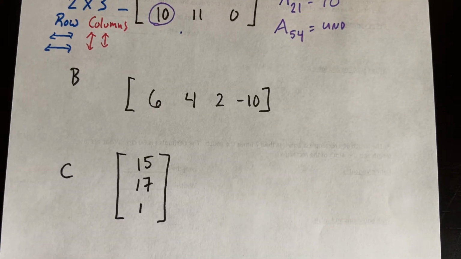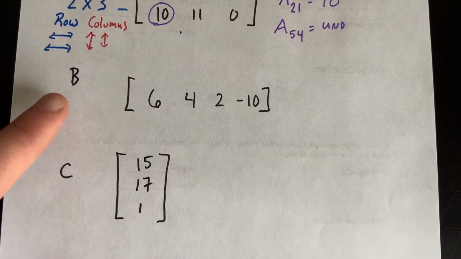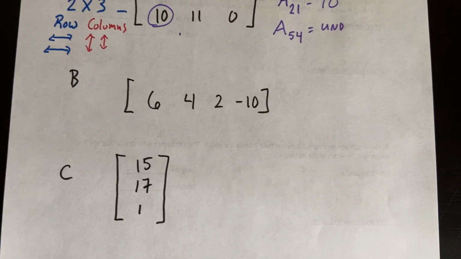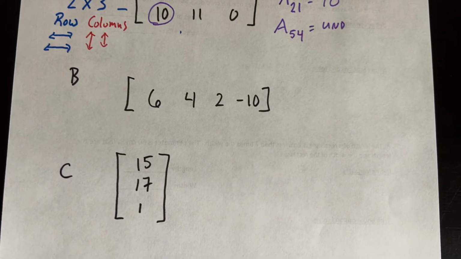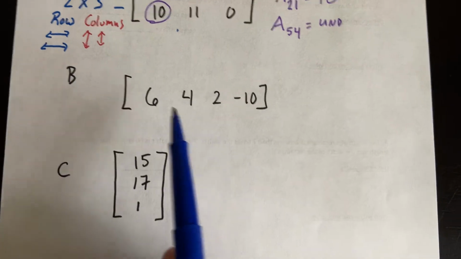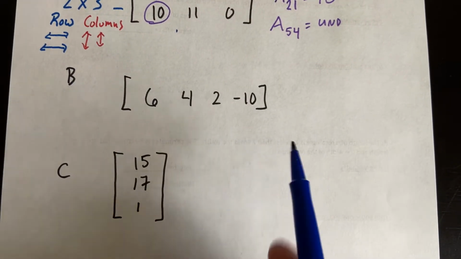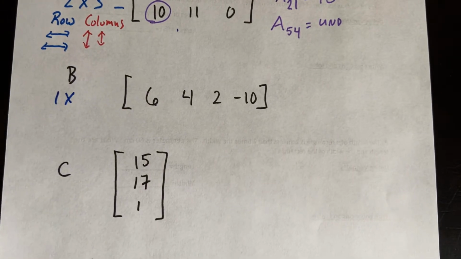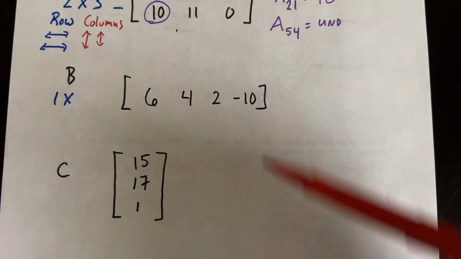Okay, so let's look at our second example. We've got matrix B. Can you see how many rows matrix B has? Well, from left to right, we only have 1 row here. So this would be a 1 by, well, how many columns are there? How many things are there up and down?